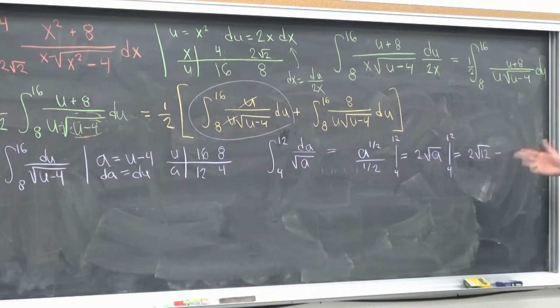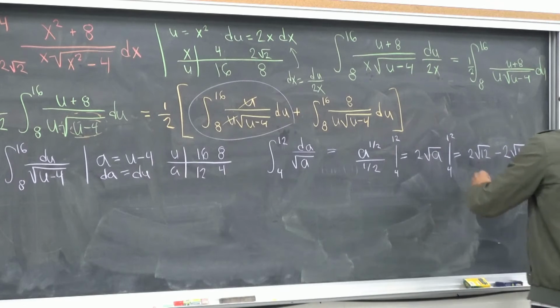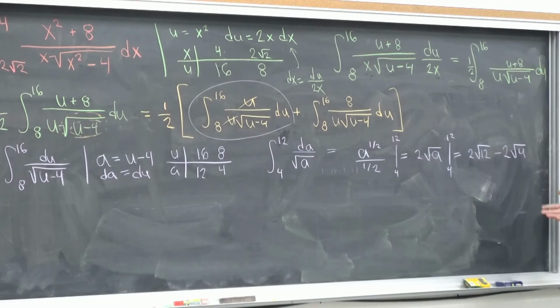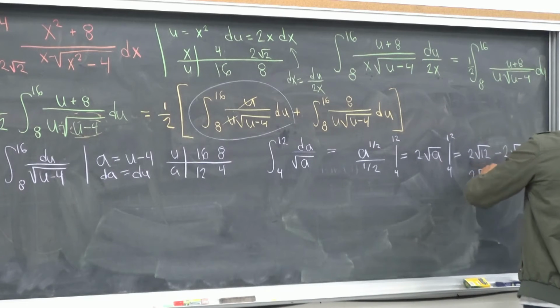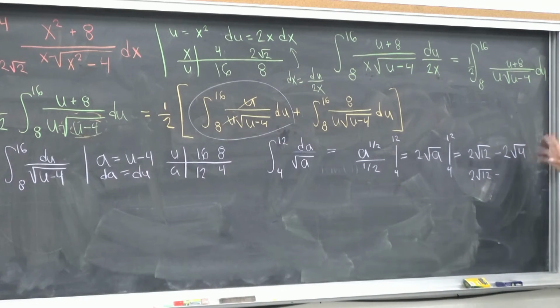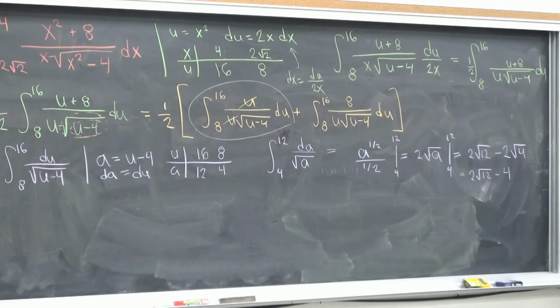2 root 12 minus 2 root 4. And what is that? I'm just going to leave that as 2 root 12. This one, I can just write it as 4. Okay, so that's a little bit nicer, right?